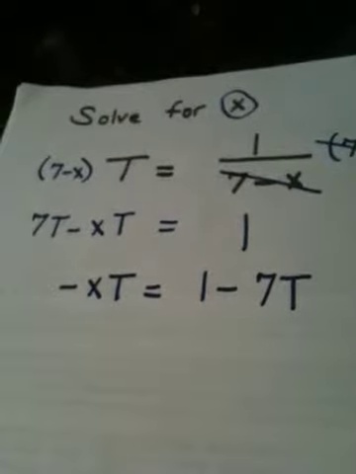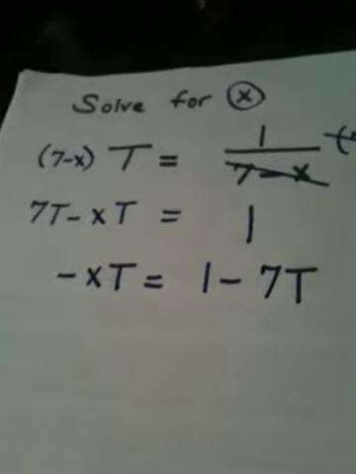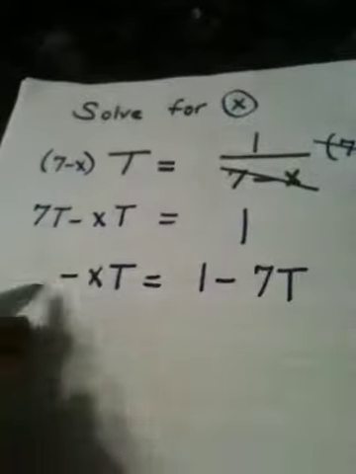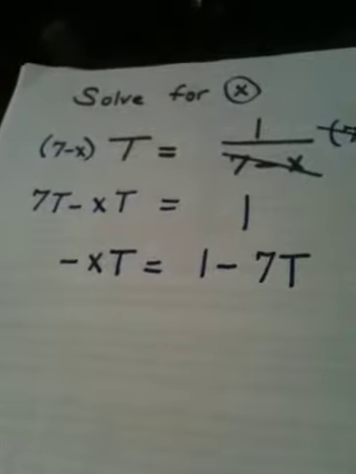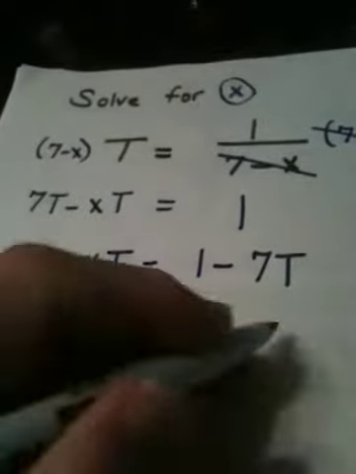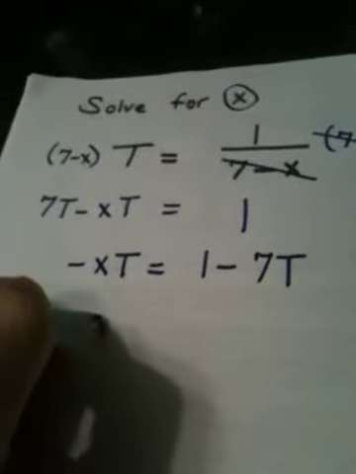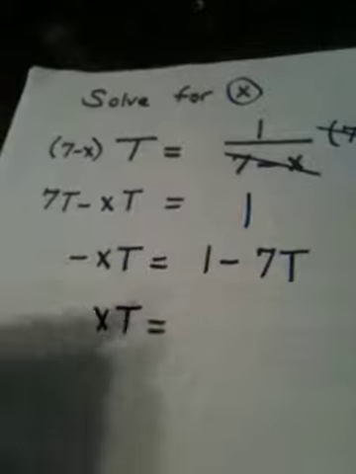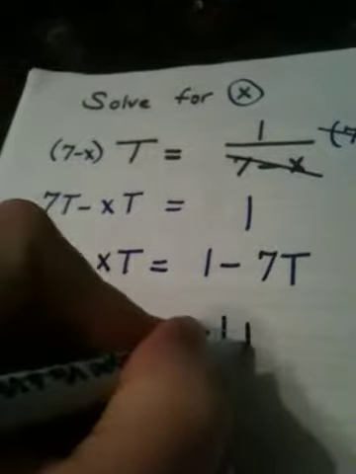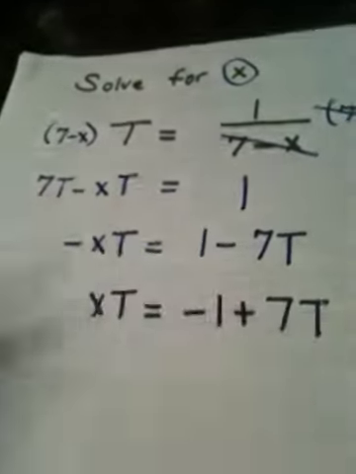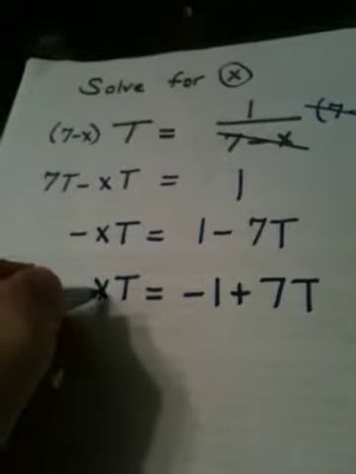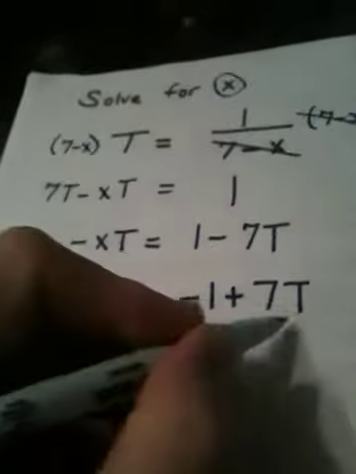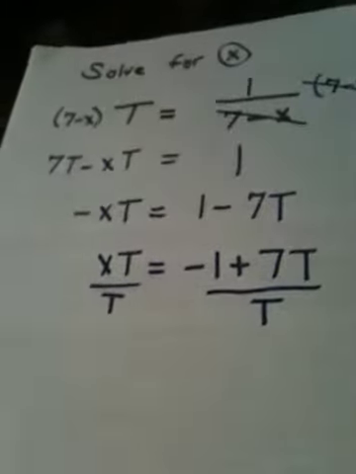Okay? What I would probably do next, myself personally, is multiply through by negative 1, because I don't like this negative before I divide. So I'm going to multiply both sides of the equation by negative 1. That's going to reverse the signs of each term. And then I'm going to finish, to get x alone, by dividing by t.